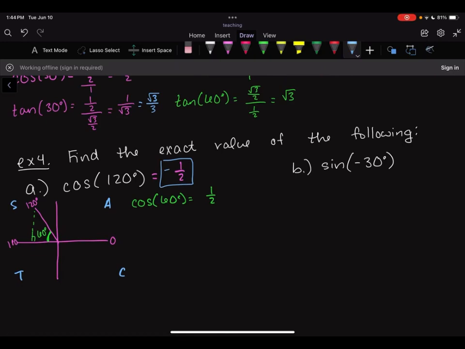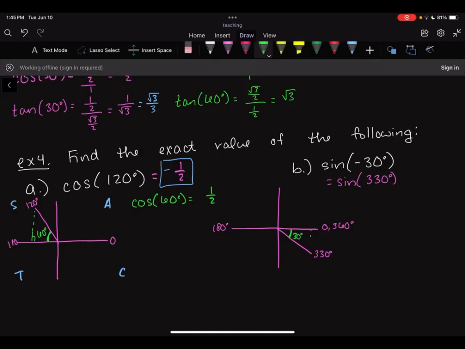Part B, so negative 30. I don't like negative angles. You can always add 360. So this is the same as saying sine of 330, if I add 360 to negative 30. So this is 180, this is 0, wrapping around to 360. So 330 is going to come right before 360. But I need to know how far it is from the x-axis. And in this case, it's 30.